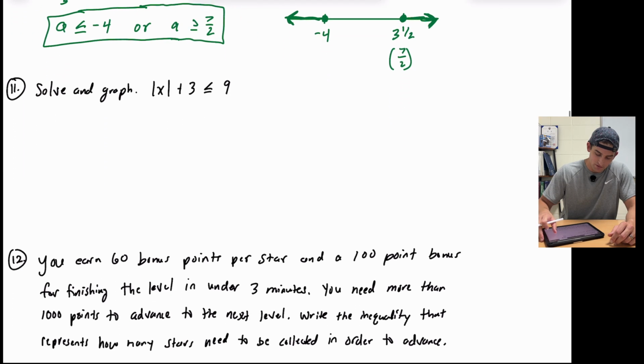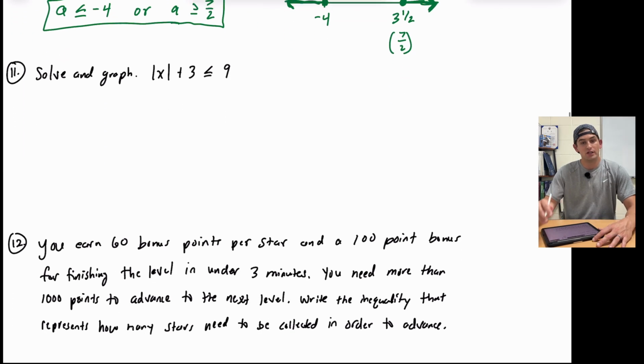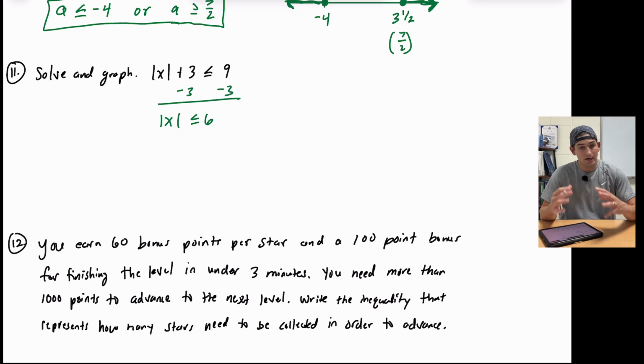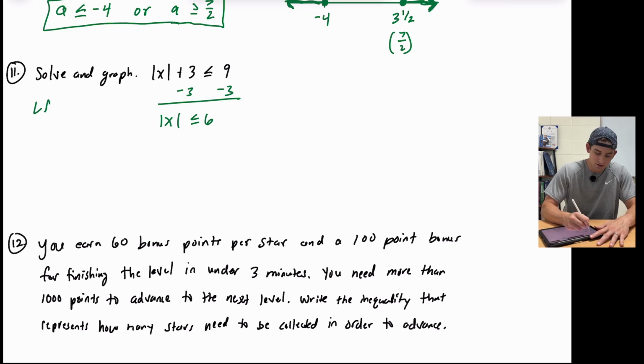Okay, number 11. Now we're into an absolute value inequality. So remember, with absolute value inequalities, we want to make sure that the absolute value is isolated first. So in this case, I would subtract 3 from both sides to get absolute value of x is less than or equal to 6.